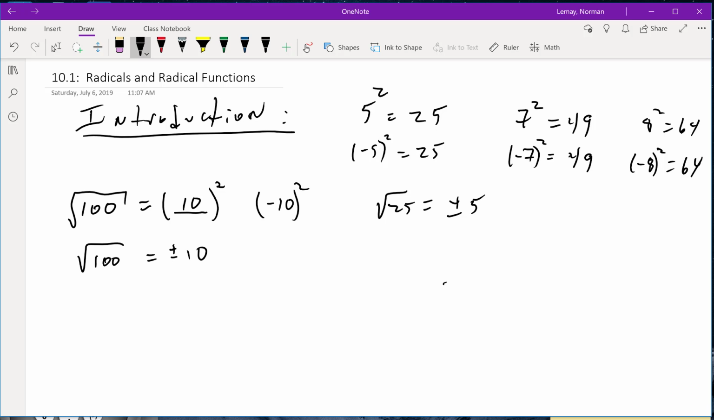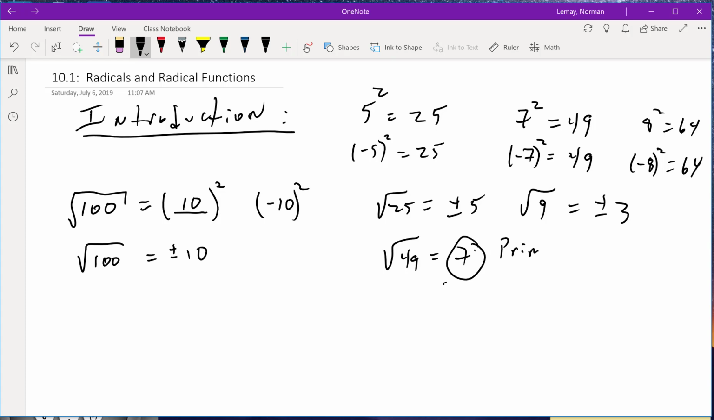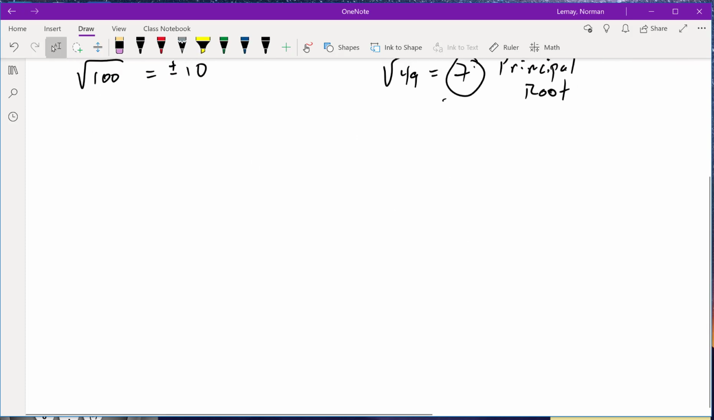If anybody was to ask you what is the square root of 9, technically you should come back and say plus or minus 3. When you only report back the positive number, say for example the square root of 49 is equal to 7, this is what we call the principal root. So the positive component is the principal root. But technically, the square root of a number is plus or minus.